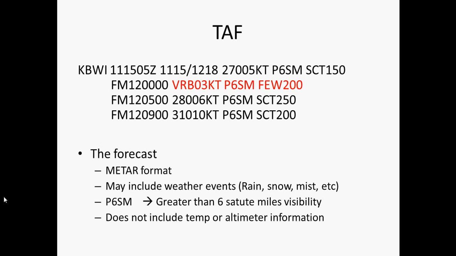So then we'll see from the 12th at 5 o'clock Zulu, the winds will be 280 at 6, plus 6 miles visibility, scattered 25,000 feet. And from 12 at 9 o'clock Zulu, winds are 310 at 10 knots, plus 6 statute miles of visibility, scattered 20,000. So we can see here in this forecast that the winds are increasing and the clouds are staying just about the same, up nice and high out of our way.